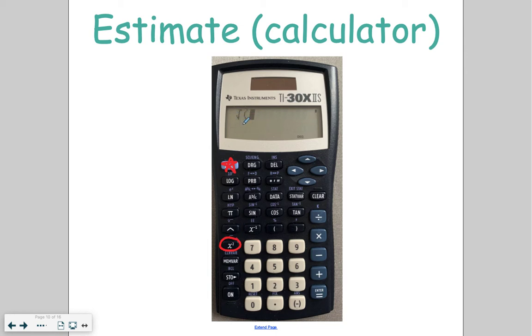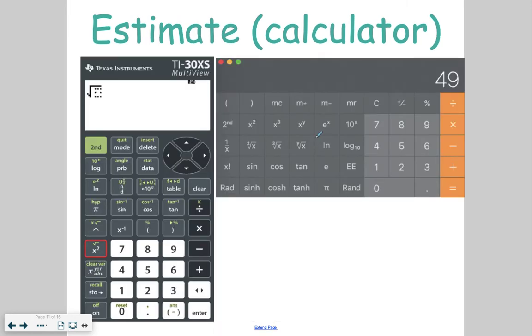After you do that, you're going to have that nice little square root sign. You type in whatever number you want. So you could type in 49, and then you would hit the Enter key, and it's going to give you the answer of 7.